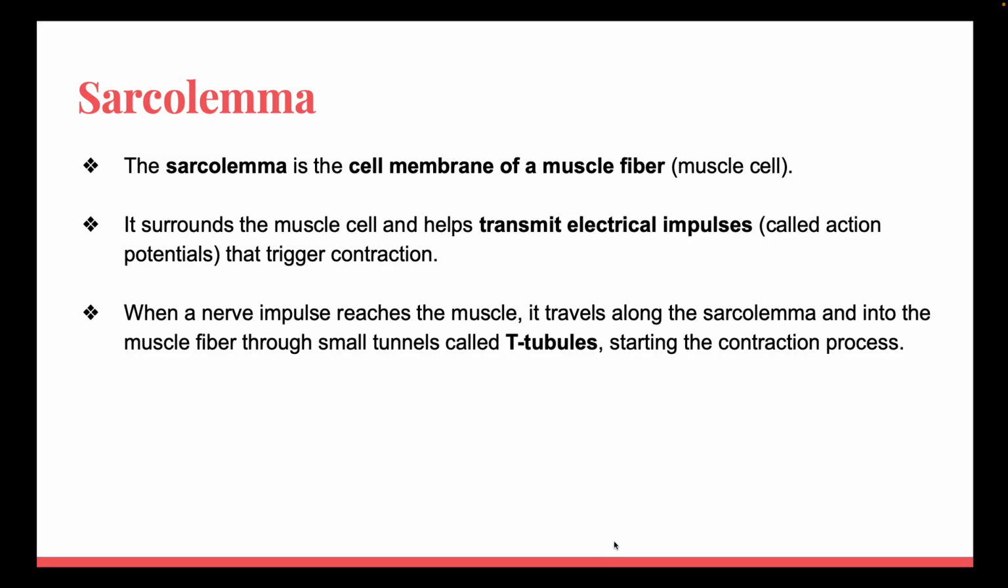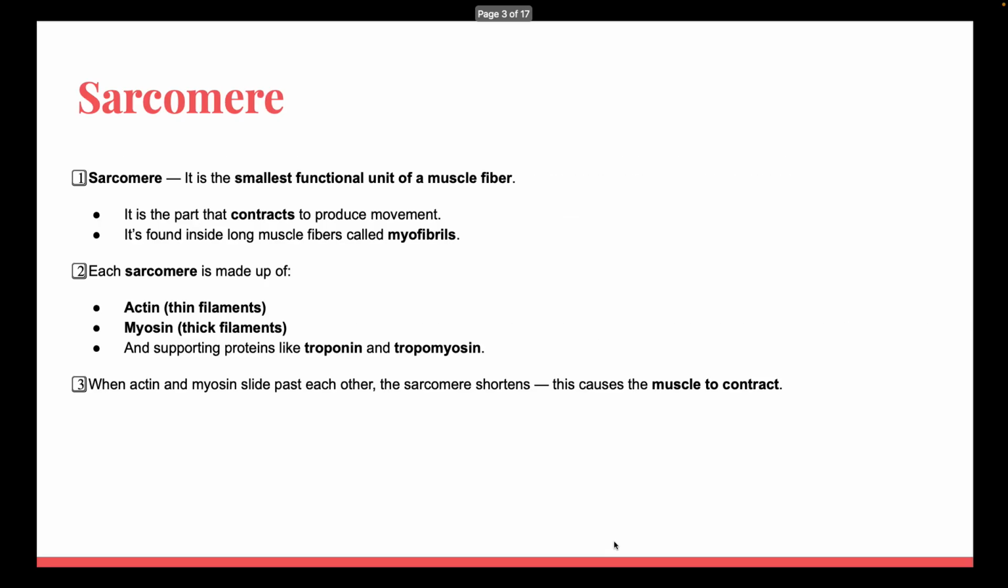We will talk about that one, transverse tubules. Through these tubules, when a neurotransmitter is being transmitted from a neuron to the fiber, it passes through these tubes and gets into the endoplasmic reticulum, which stores calcium in the muscle fiber.